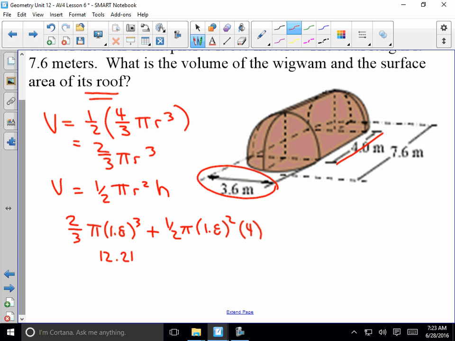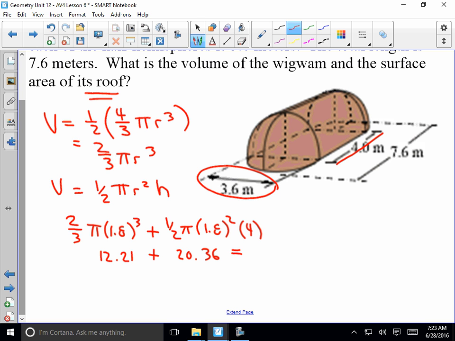And now the volume of the half cylinder. Okay, we've got pi times 1.8 squared times 4. And then we have to divide all that in half. So we've got 20.36. And then we just put those two pieces together.